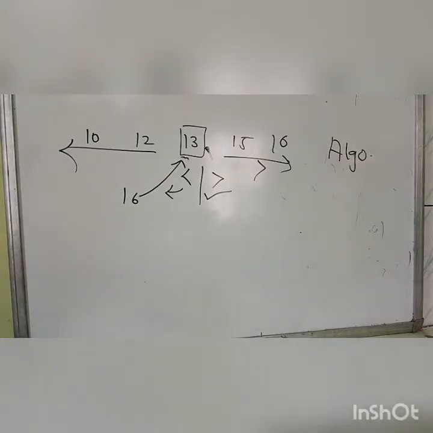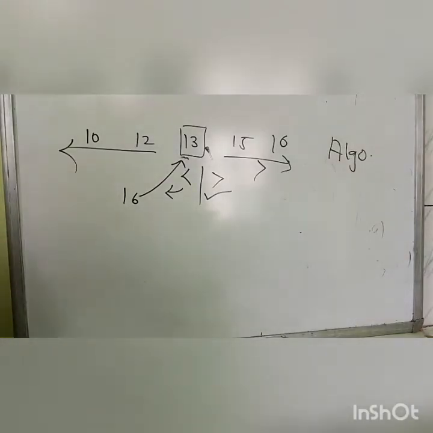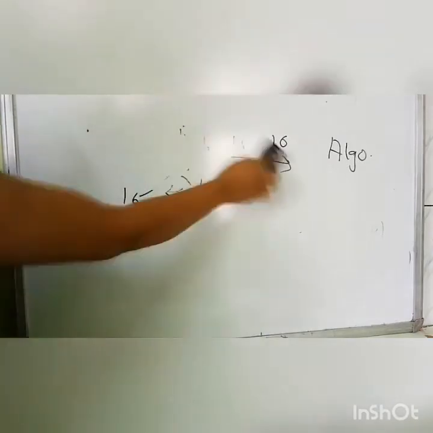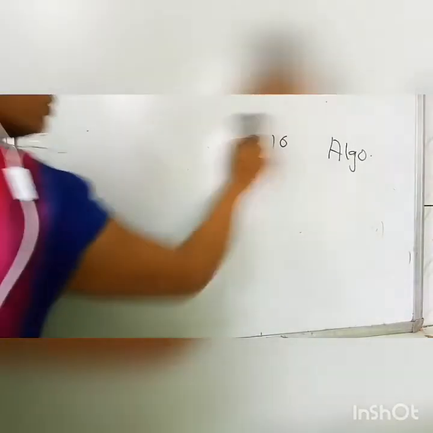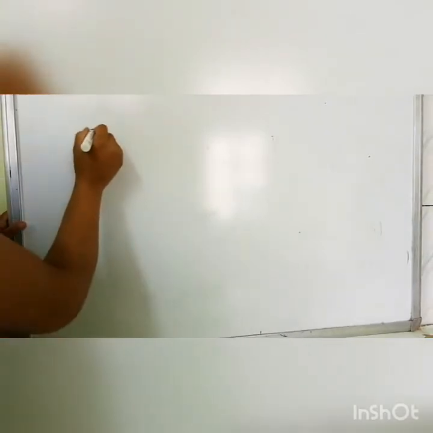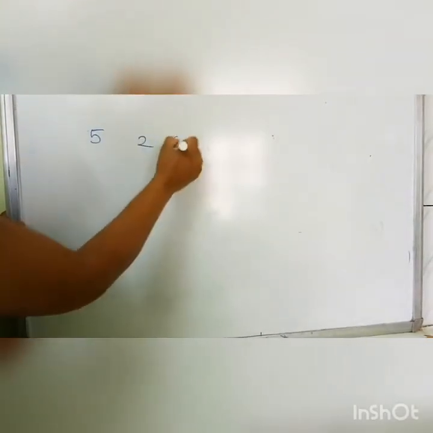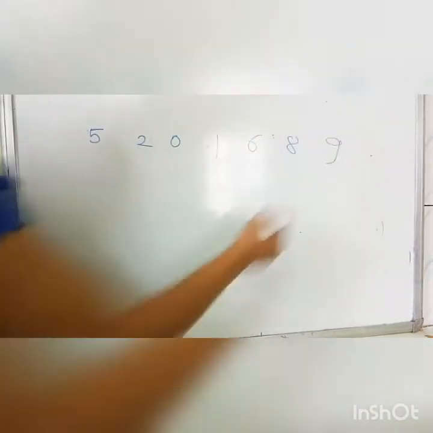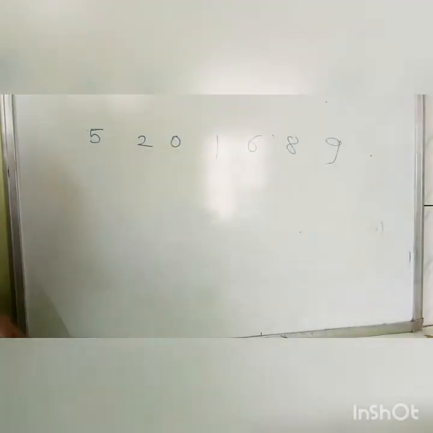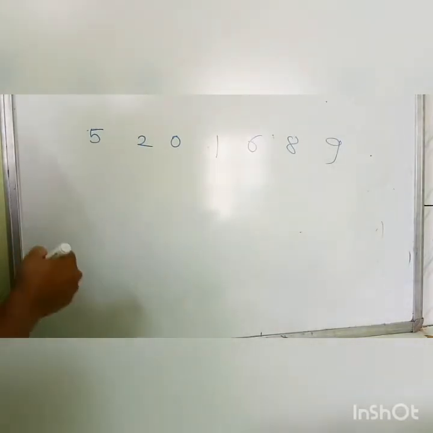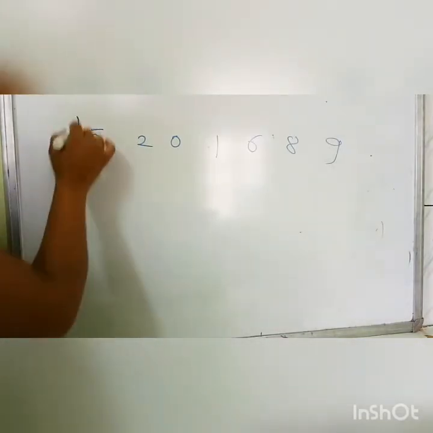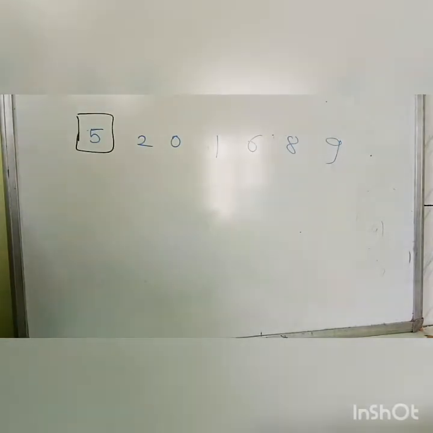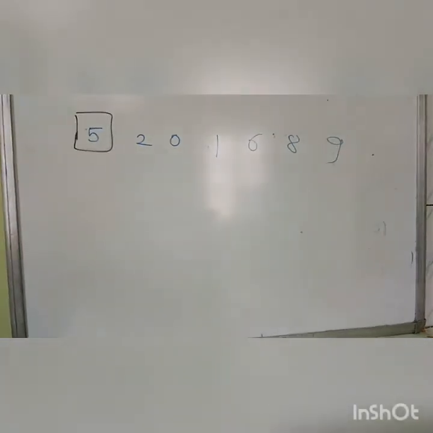For example, we will take one example here. Suppose elements like 5, 2, 0, 1, 6, 8, 9. The algorithm says that it will pick any one element as a pivot, means by default it picks the first element as the pivot element.